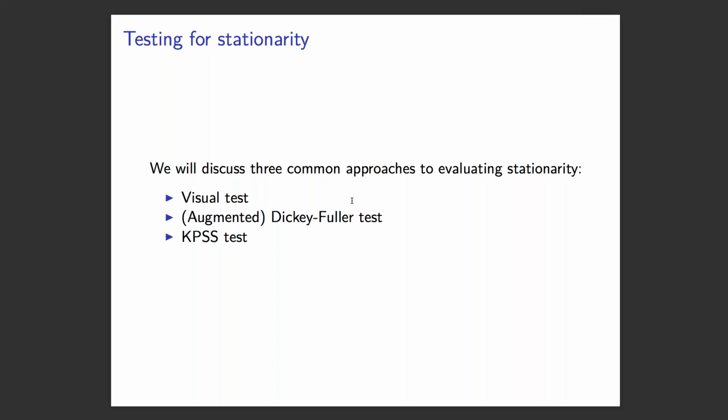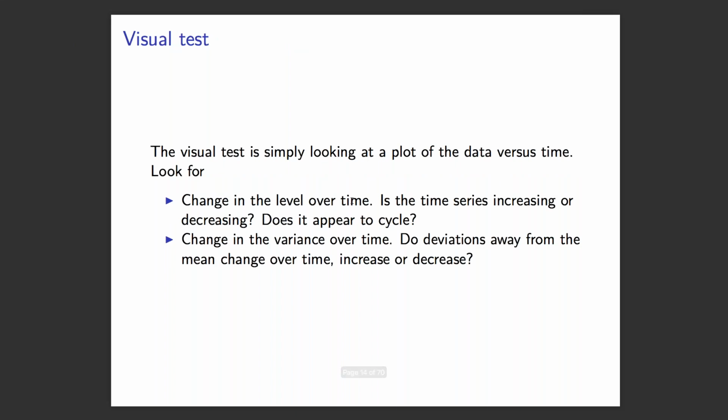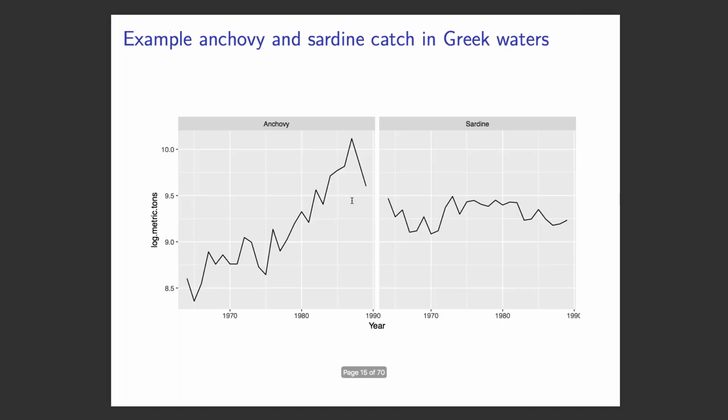So the first thing you always want to do is plot your data out. You're going to be looking for: does the level change over time? Is it increasing, decreasing? Does it appear to cycle? And you're looking at the variance. Is that changing, increasing, decreasing?